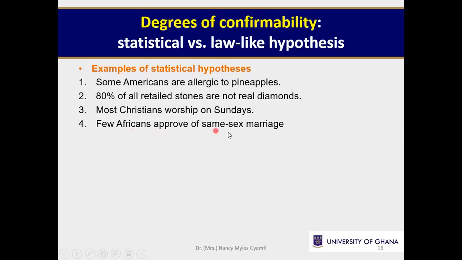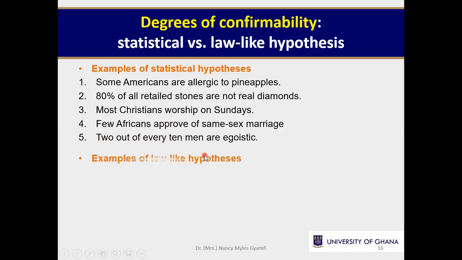Few Africans approve of same-sex marriage. That is also a statistical hypothesis. 2 out of every 10 men are egoistic. 2 out of every 10 men. So the reference class is all of that. Men of all times, all places, qualified. You see that. So this is statistical hypothesis. I hope that the examples bring it home for you.